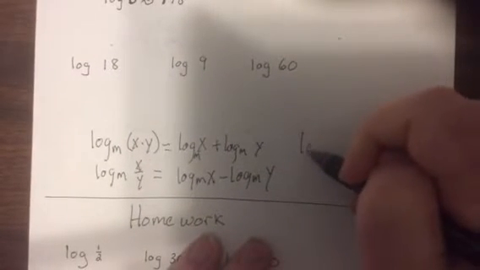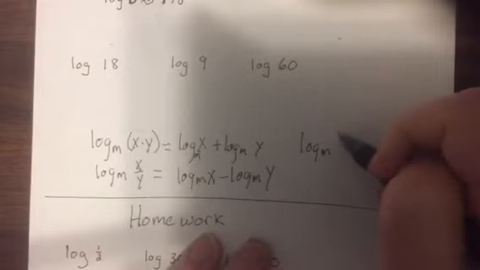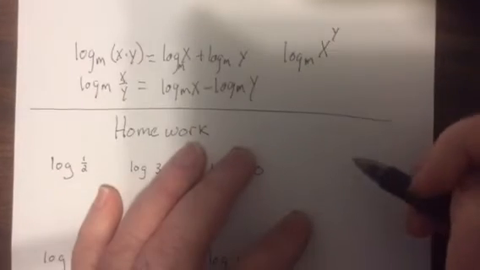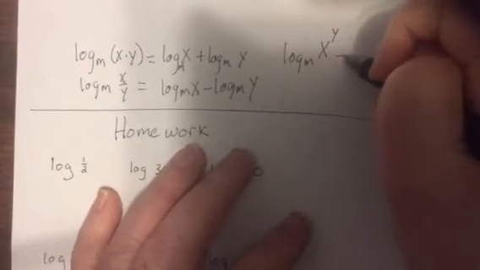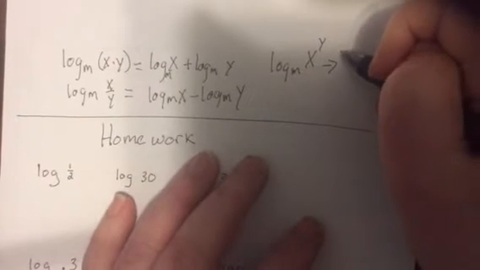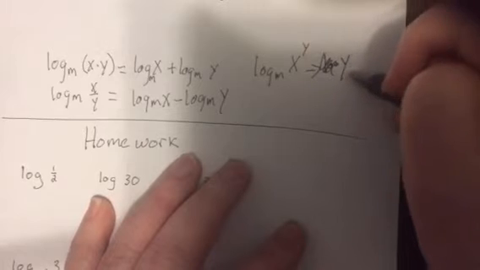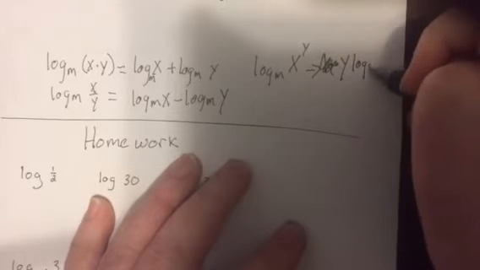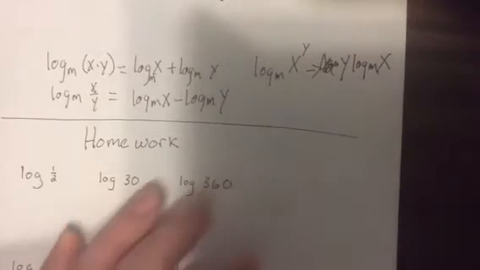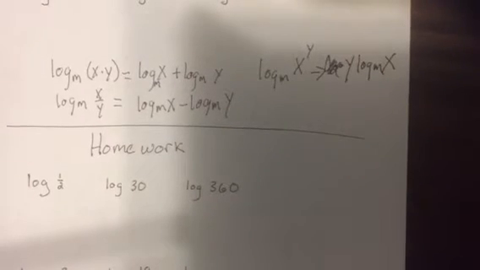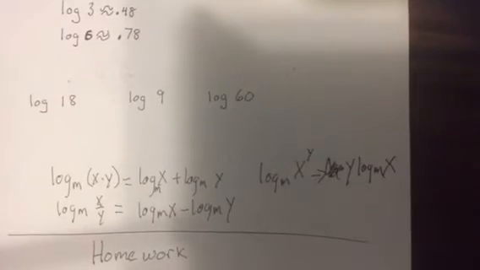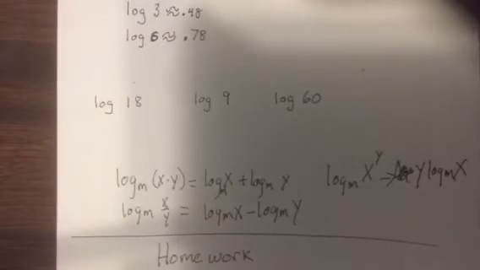And if you have log base m of x to the y, that's the same as y times log base m of x. So those are the three logs. So today is still just a review. Now we have those three.